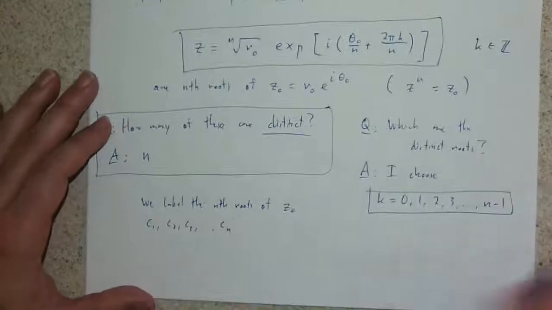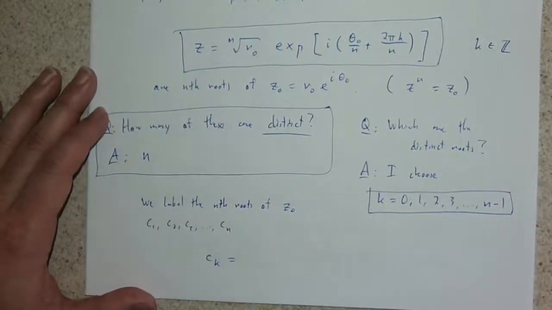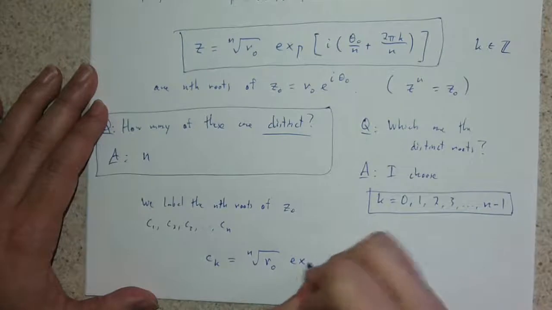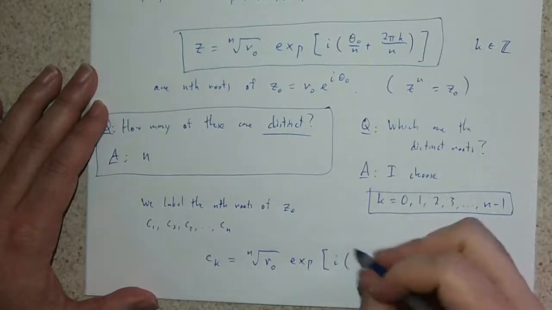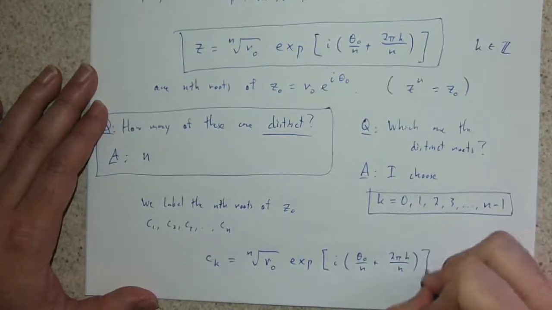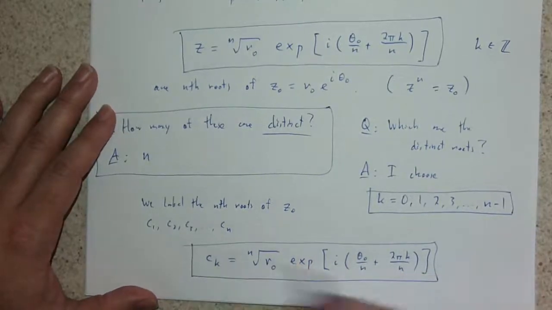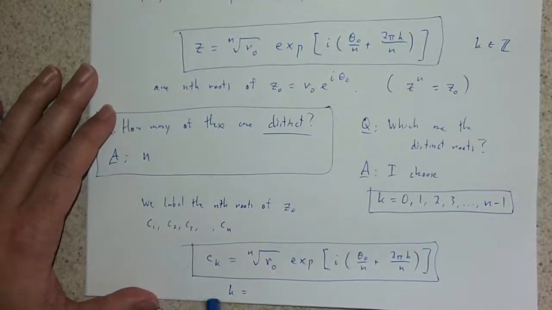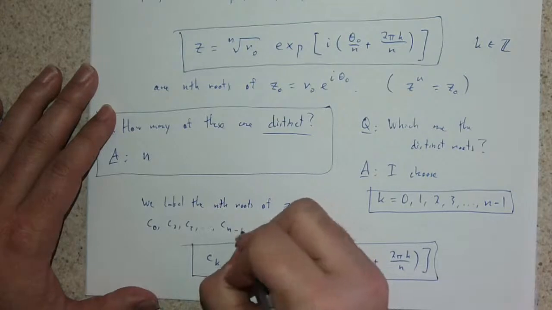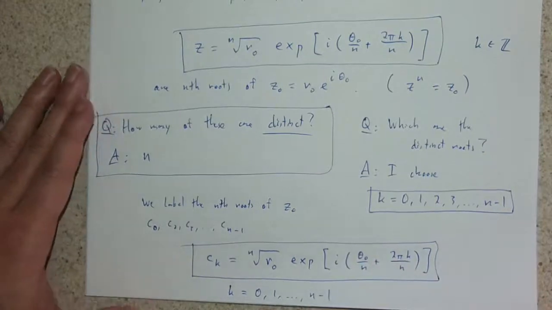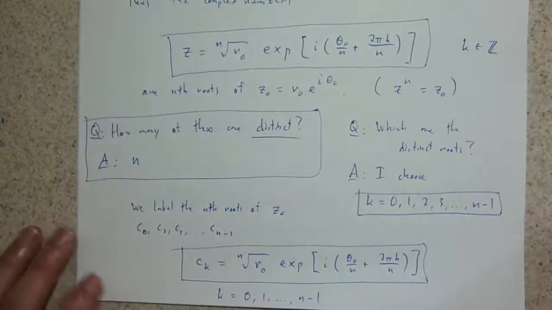And so we label them in the following way. We would say c sub k is defined to be the nth root of r naught times e to the i times theta naught over n plus 2 pi k over n. All right, and this is for k going from, let's do this slightly differently so that I don't have to shift any indices. Let's label them from c sub 0 to c sub n minus 1, so that k can go from 0 to n minus 1. That will save us some headaches. Okay.